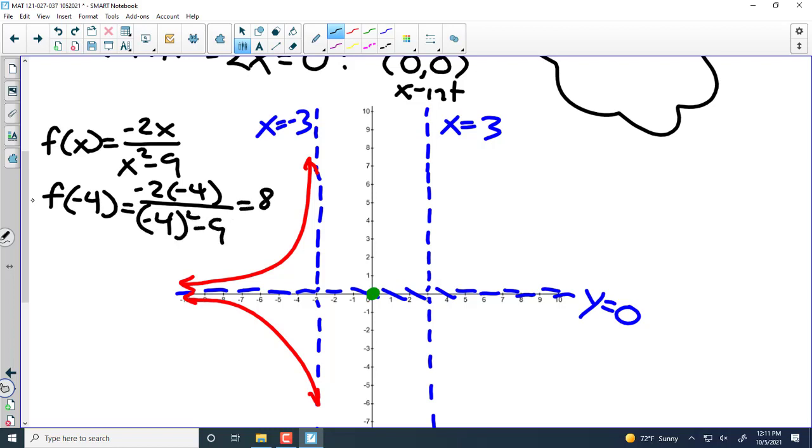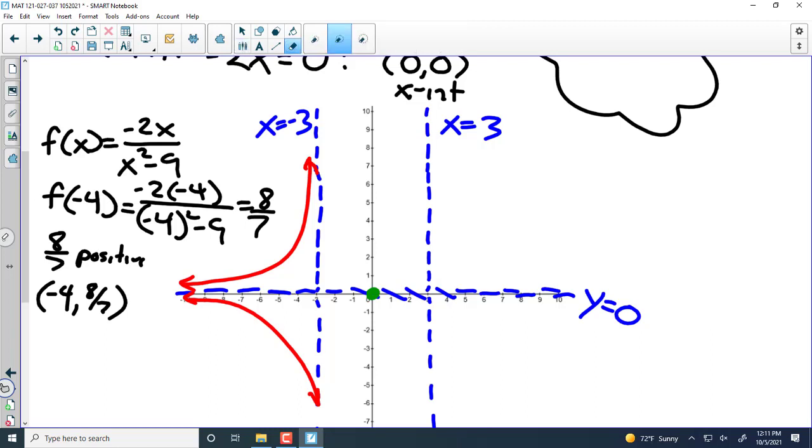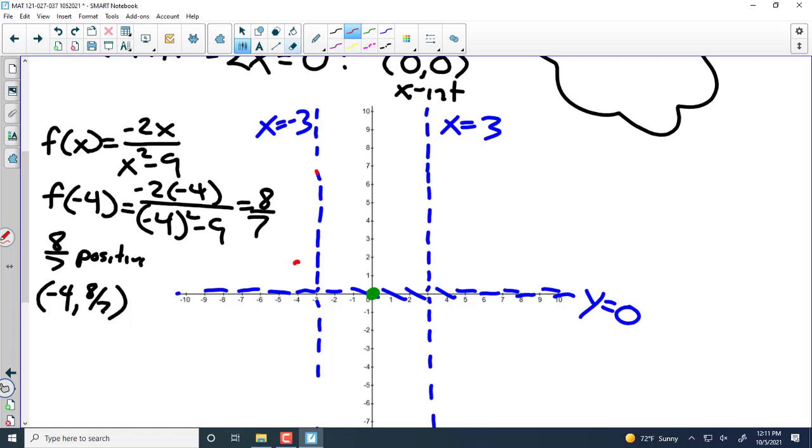And on top I get 8. And on the bottom I get 7. I get 8/7. Which piece is it, above or below? 8/7 is positive. And that's an ordered pair, everyone. (-4, 8/7). Here we go. That means we have an ordered pair right around here. And does that clearly tell us if we're above or below? Yeah, once we have that one ordered pair, we know we're above.